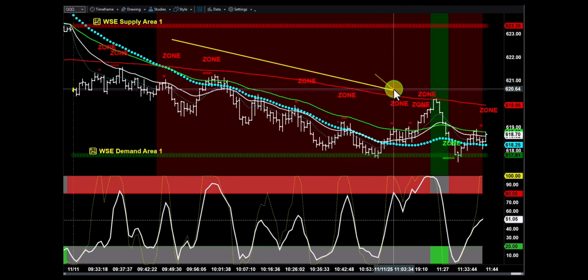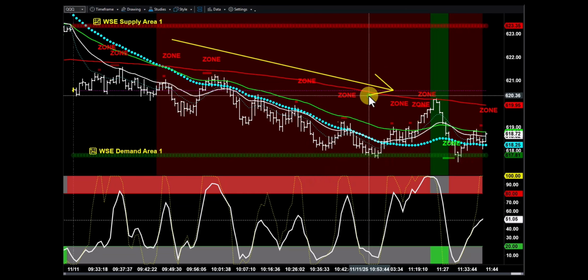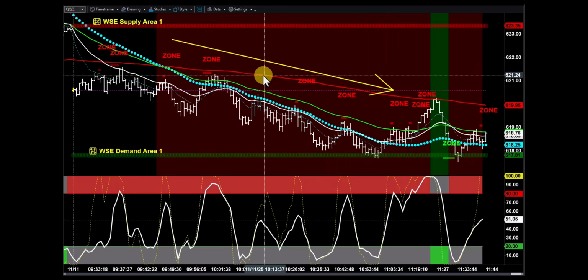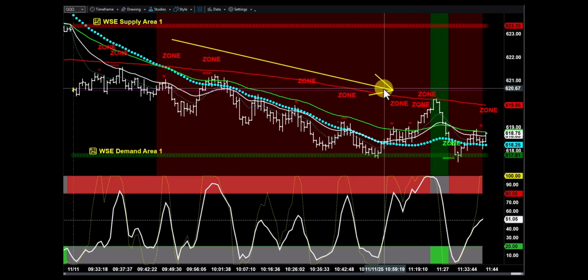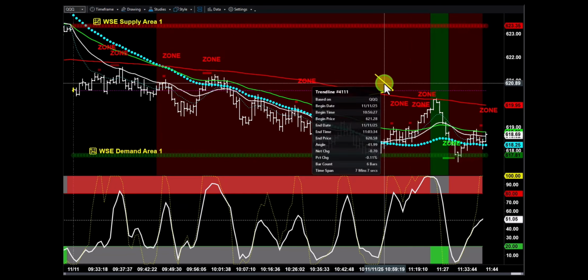Okay? We have 3 key rules. Here they are. Number 1, we only take trades in the direction of the background color. So if we've got a red background, we're buying puts. If we have a green background, we are buying calls. That's it. That's one of the 3 key rules.